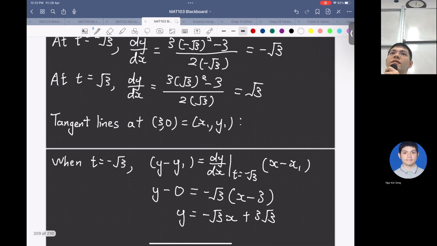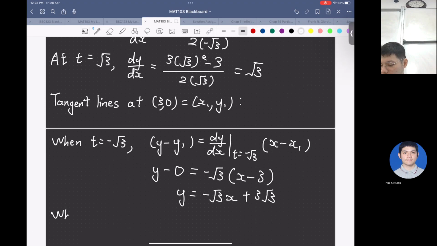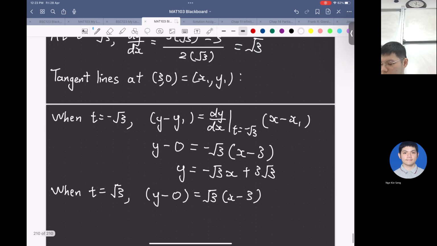Okay? Is it okay so far? So far, so good. Okay. Similarly, you can compute for t equals square root 3. Okay. So it is the same point you need to pass by, but now the gradient is square root 3. Then in this case, you get y equals square root 3x minus 3 times square root 3. Okay. Straightforward, is it?